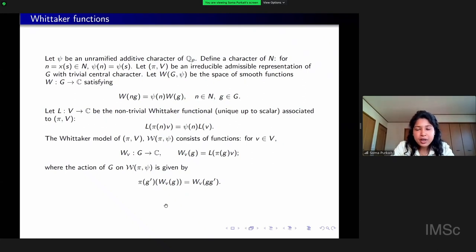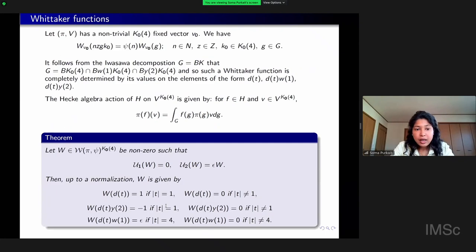Here I'm just defining the Whittaker functions and all the actions. And here's what we get. Let W be a Whittaker function corresponding to a K0(4) fixed vector. Suppose it satisfies this condition: U1 W is 0, U2 W is epsilon W. Then up to a normalization, we can get the Whittaker function completely.